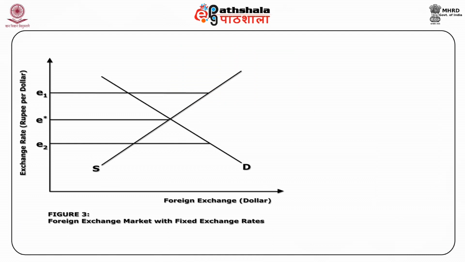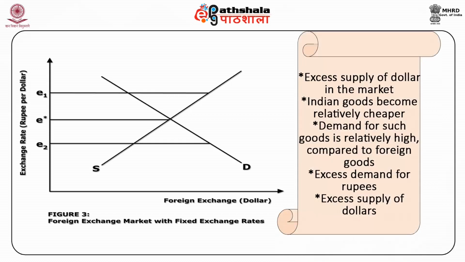To see this, look at Figure 3. The equilibrium exchange rate determined by the demand and supply of foreign exchange is E star. However, if the central bank fixes the exchange rate at E1, then there is an excess supply of dollars in the market. As the exchange rate is high, Indian goods become relatively cheaper, and hence demand for such goods is relatively high compared to foreign goods. This creates an excess demand for rupees and a corresponding excess supply of dollars. In such a case, the central bank stands ready to buy excess dollars in the market.